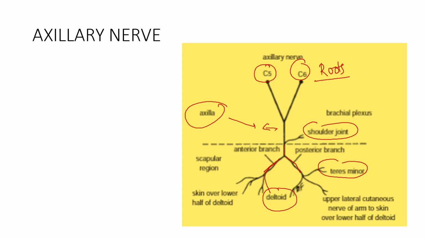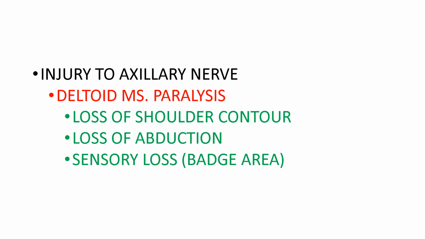The deltoid is supplied by both the anterior as well as the posterior branch, and this anterior branch also gives cutaneous branches to the skin over the anterior lower part of the deltoid muscle, while the posterior branch supplies the posterior part of the deltoid and also the teres minor, and contains the pseudoganglion. The branch which supplies the teres minor has the pseudoganglion, and then it continues as the upper lateral cutaneous nerve of the arm to supply the skin over the lower half of the deltoid. So this is the course and the branches of the axillary nerve.